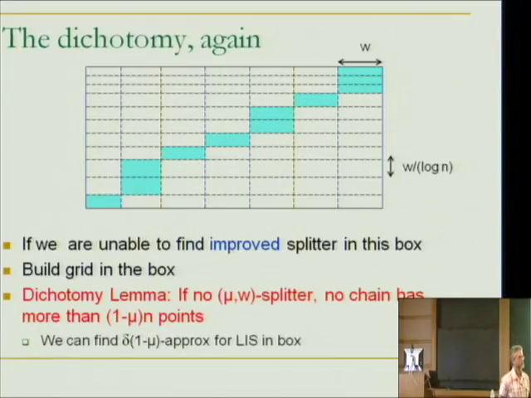So to make it precise, you mean if no mu w splitter was found by the algorithm, then... That's right. So what we really show is that... Okay, the precise statement is this. If you give me an upper bound on the number of mu w splitters, then no chain has more than this plus an error term which depends on the number of splitters that there might be. So this thing has an additive term which depends on the number of splitters that there were. So you just keep that small relative to mu n, and then you're okay. All right.